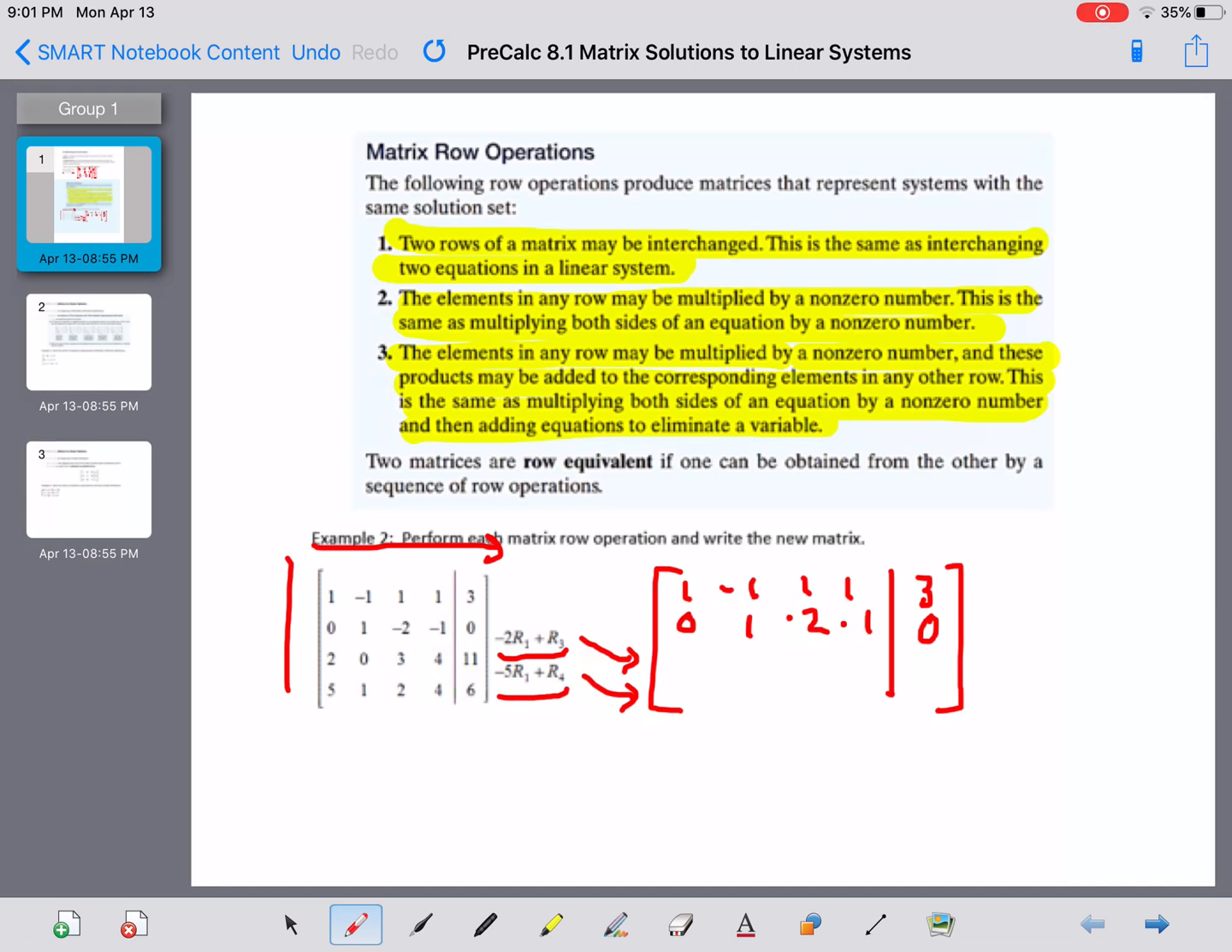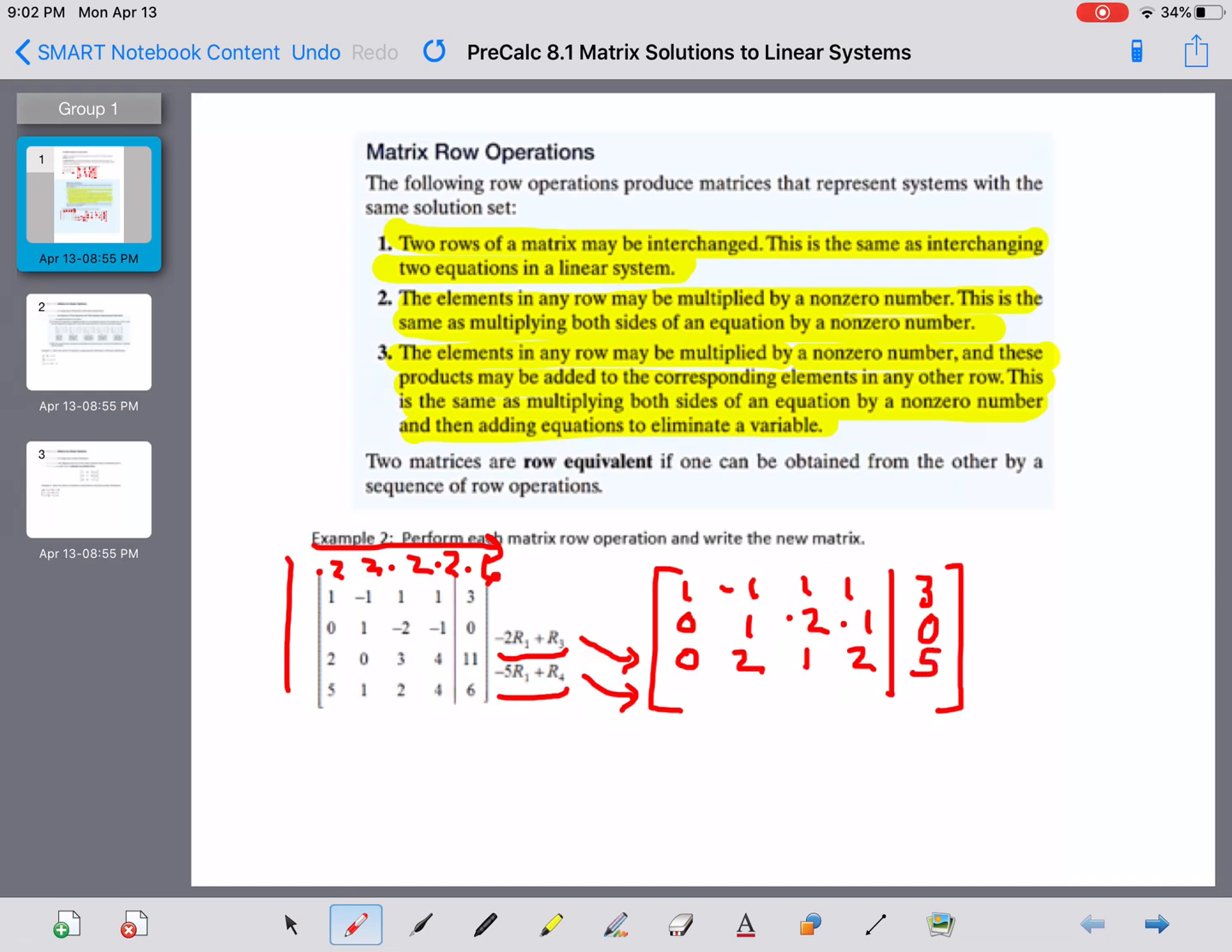Okay, so on the third row, it tells us that we're going to do -2 times row 1 and add it to row 3. So if I took row 1 and multiplied by -2, I'd have -2, +2, -2, -2, and -6. If I take that and add it to row 3, so -2 plus 2 in row 3 makes 0. 2 plus 0 makes 2. -2 plus 3 makes 1. -2 plus 4 makes 2. And -6 plus 11 makes 5.